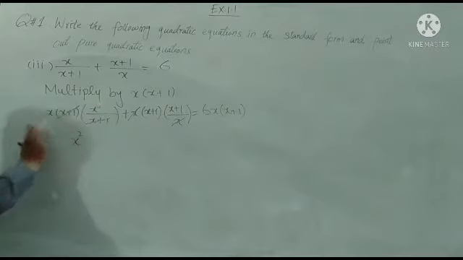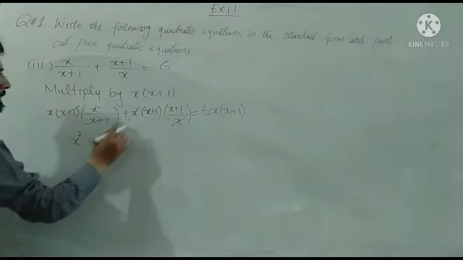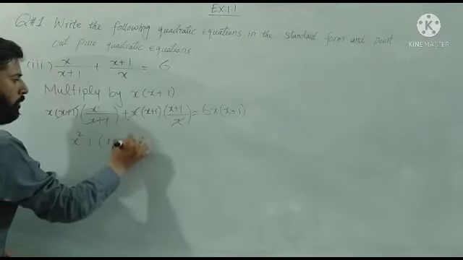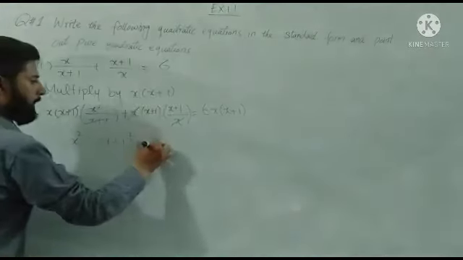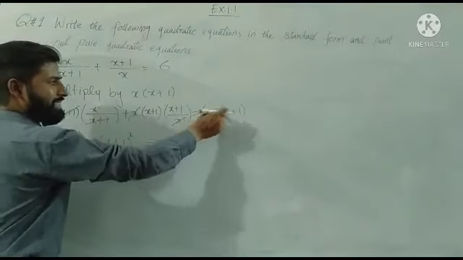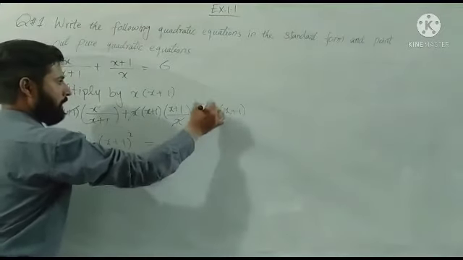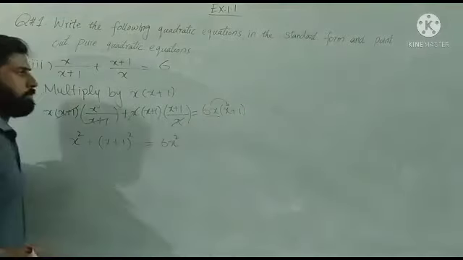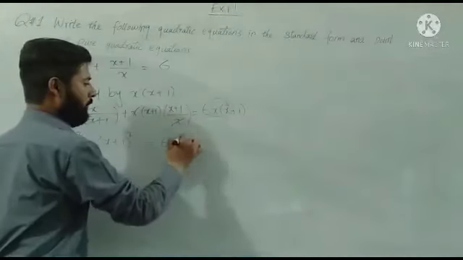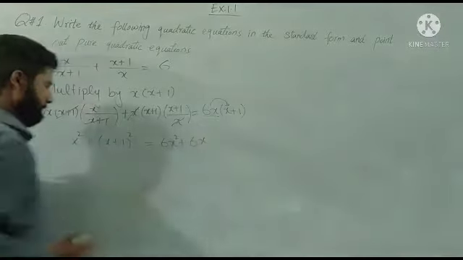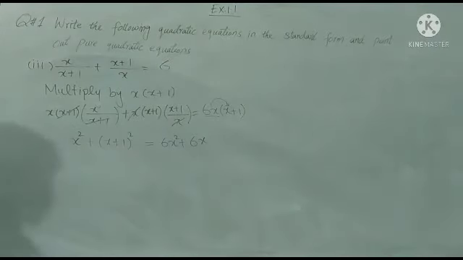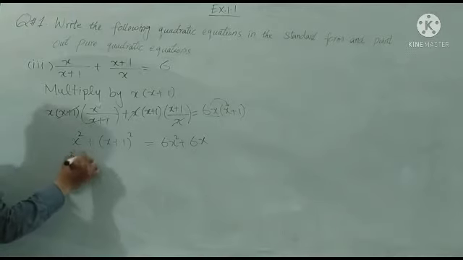So x squared plus x plus 1 into x plus 1, it means it is x plus 1 whole squared, is equal to, we will multiply 6x with both the values. 6x multiplied by x will be 6x squared, then 6x multiplied by 1 is plus 6x. Now we have to apply the formula here. So we will write this value x squared as it is.